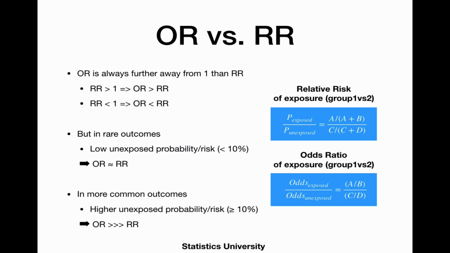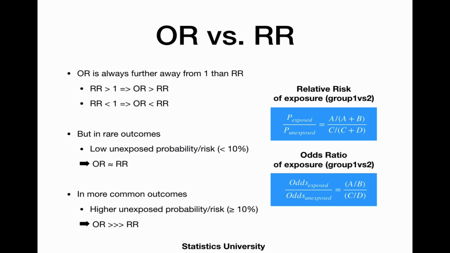And if the relative risk is larger than 1, then that means that the odds ratio will be larger than the relative risk. Whereas if the relative risk is smaller than 1, the odds ratio will be smaller than the relative risk. And in rare outcomes, the odds ratio is a pretty good indicator of the relative risk. So there won't be significant differences between those two risk measures.